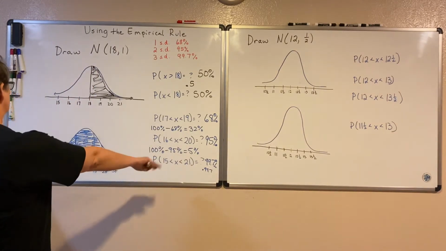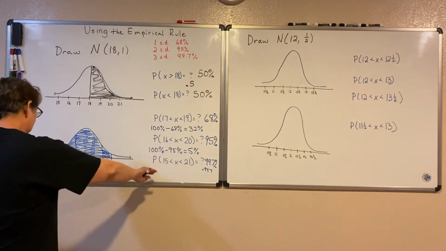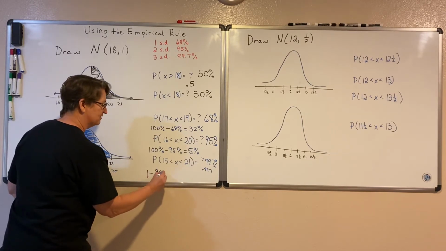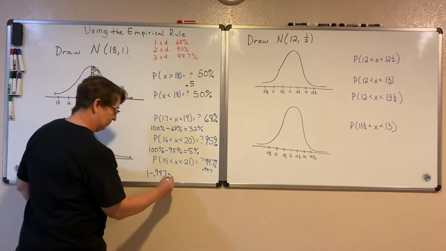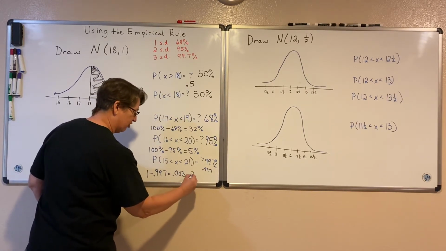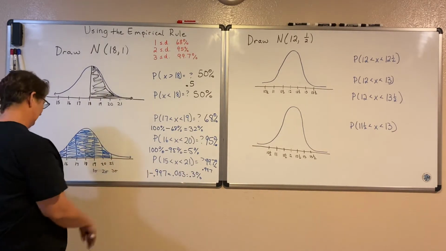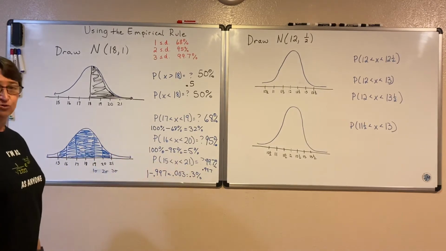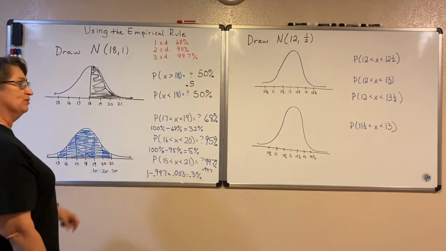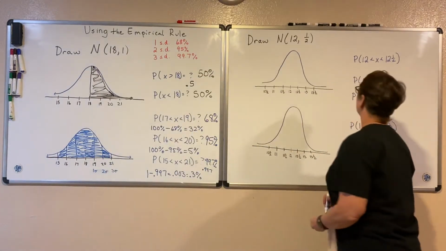So how much is out here? How much is below 15 or above 21? What's the probability I get something on the outskirts? Well, I could just take 1 minus 0.997, and that turns out to be 0.003, or 0.3% of the time, a teeny tiny amount of the time, am I going to get anything that's below 15 or above 21. So this is how we can use the empirical rule to determine some probabilities. Let's look here. I want to know what's the probability that I get.